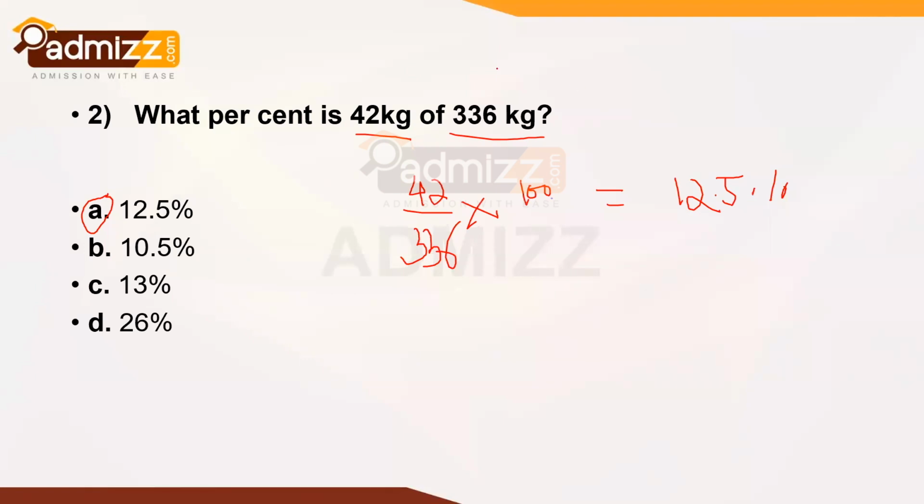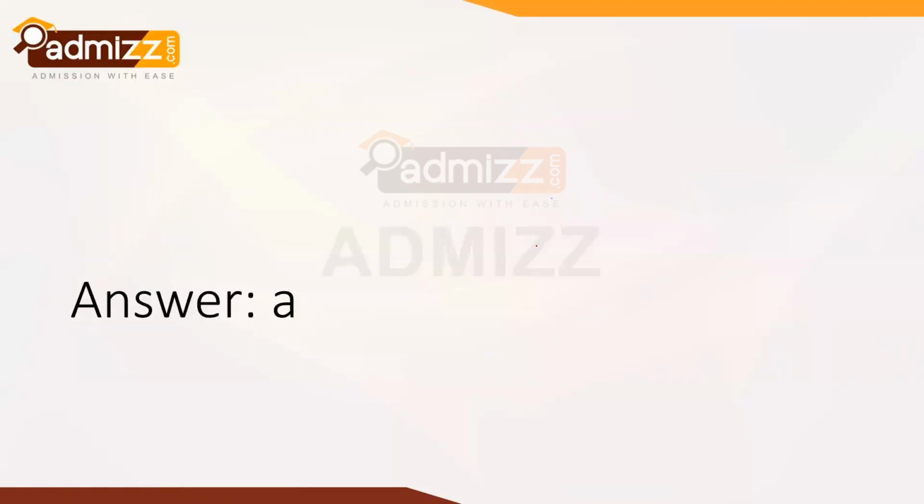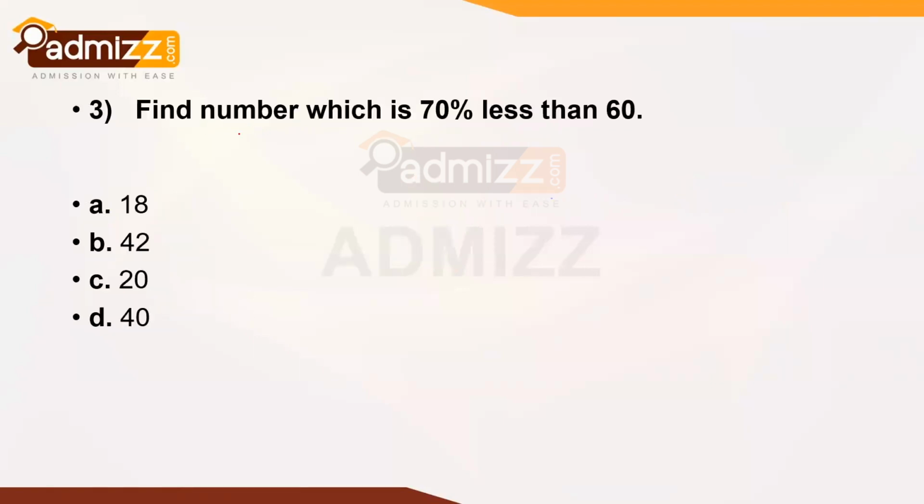Option number C is not correct. It is off by 0.25%. So option number A is the precise one. A is the correct answer. Right? Was this clear to everyone? All right, cool. So let's move on to question number 3. Find the number which is 70% less than 60.